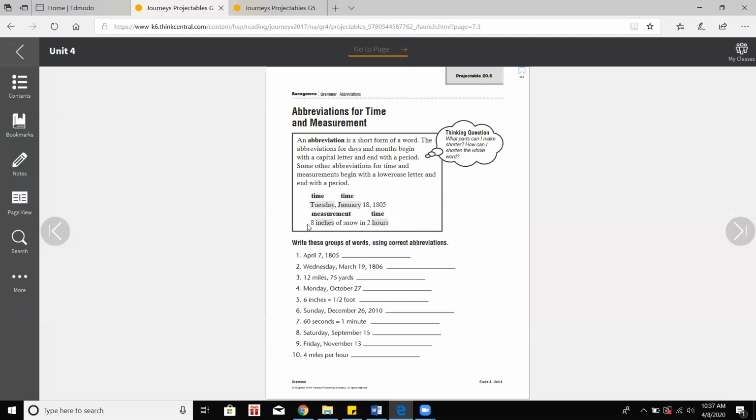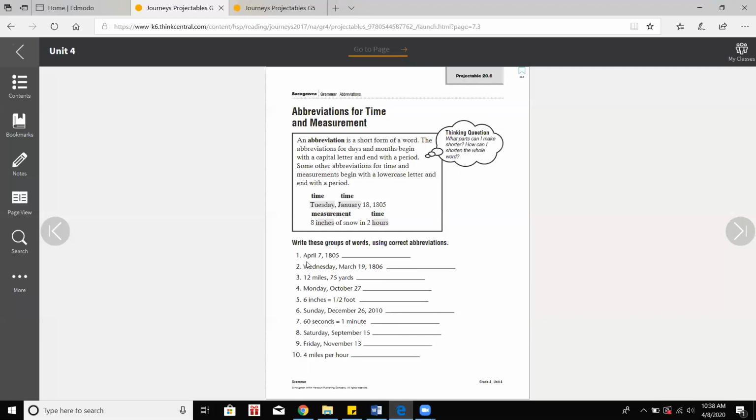So you have in here your example, Tuesday, January 18, 1805. So think about how to abbreviate Tuesday and January. And then for measurement and time, you have 8 inches of snow in 2 hours. Think about how to abbreviate inches and hours. So if you feel the need to pause the video to go back to your Edmodo resources and to the reference material I've uploaded before, then you may do so. Okay, so again, a piece of paper and a pen, or you can do it mentally.